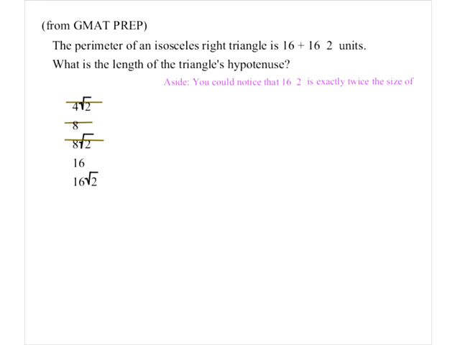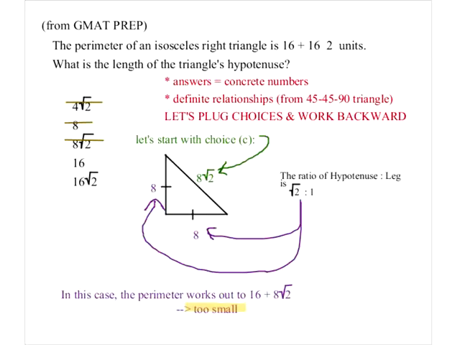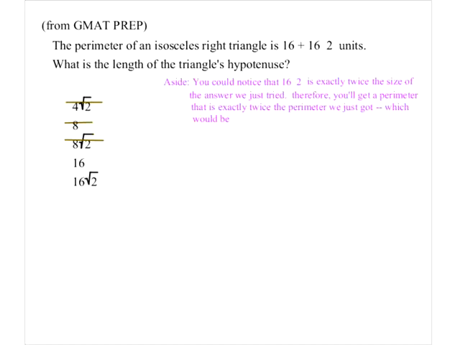Therefore, you'll get a perimeter that is exactly twice the perimeter we just got, which would be 16, because the perimeter we got last time was 16 plus 8 square roots of 2. That was from plugging in 8 square root 2. So if we plugged in a number that is exactly twice that big, we would get a number that is twice as big. So that would be 32 plus 16 rad 2. That's also a wrong answer. So you can also realize with that sort of reasoning that E is incorrect.